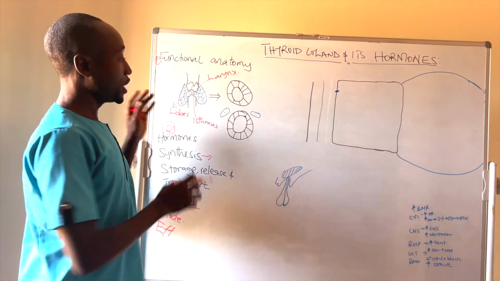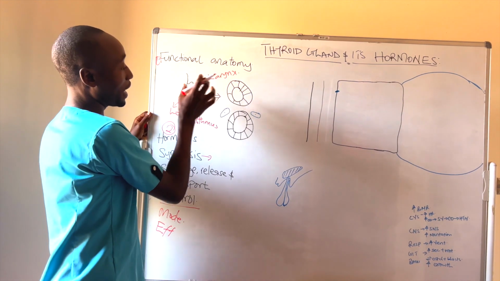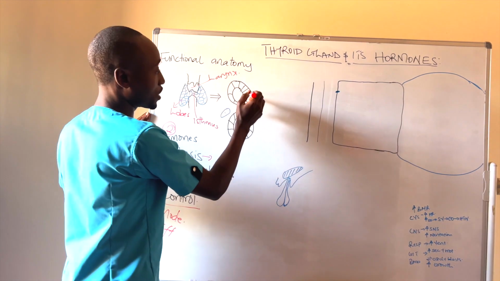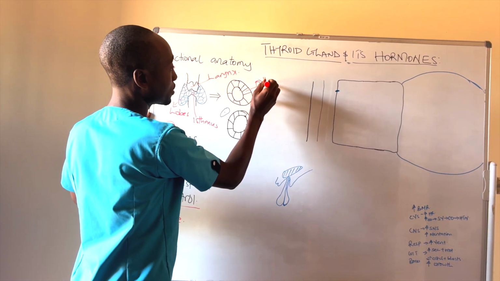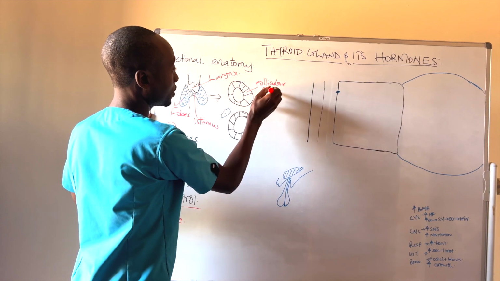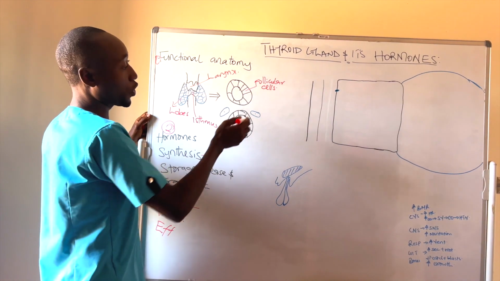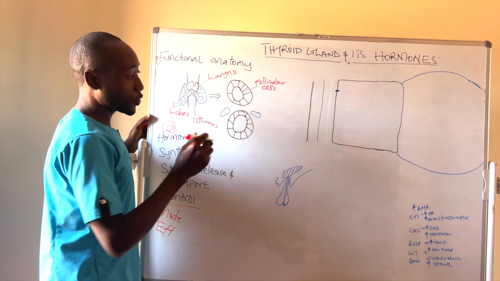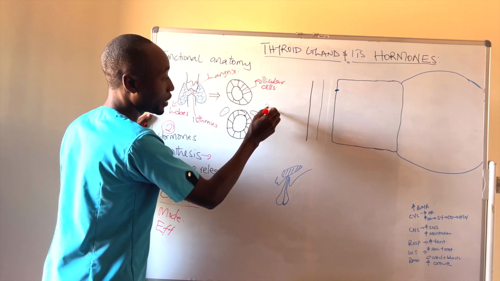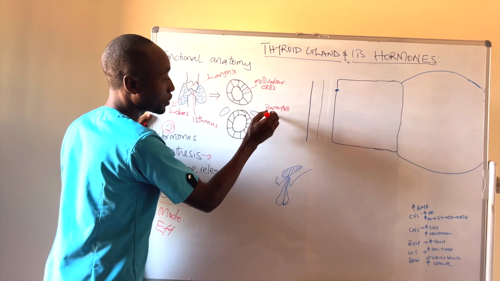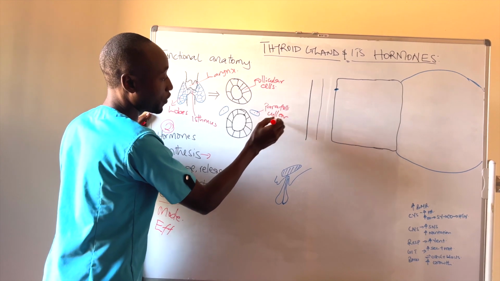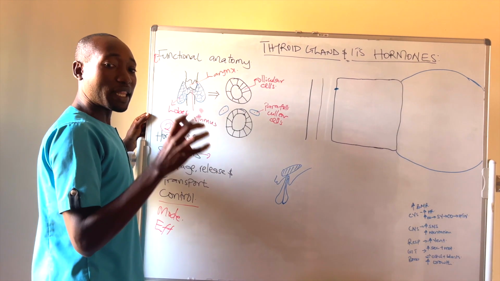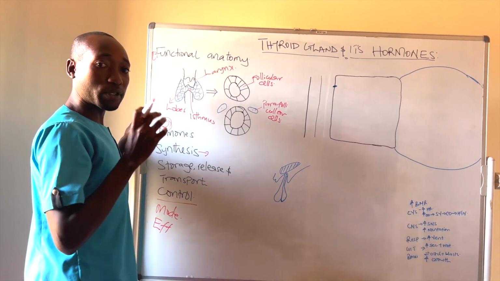When we zoom into this, we shall find that the thyroid gland is composed of different cells, and these are the cells that we call follicular cells. Okay, follicular cells, and so they are always surrounding the thyroid gland. And then we also have small cells that we call parafollicular cells.